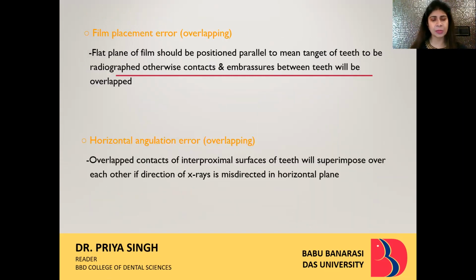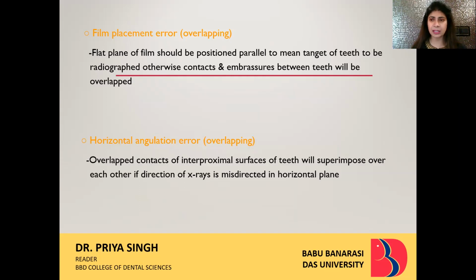Next is film placement error or overlapping. The flat plane of the film should be positioned parallel to the mean tangent of the teeth to be radiographed. Otherwise, the contacts and embrasures between teeth will be overlapped, and it seems as if crowding is there in the patient. But you can check it clinically with the patient, and you will see that clinically there is no crowding.